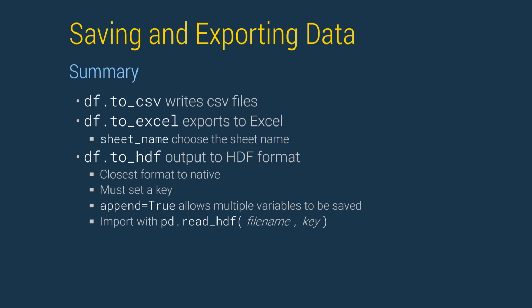Pandas supports exporting to a wide range of file formats. The most common are CSV and Excel, which are both available using the to_format method pattern. HDF is the closest approximation to a native file format for Pandas. This format requires a key and simplifies storing multiple variables in the same file.